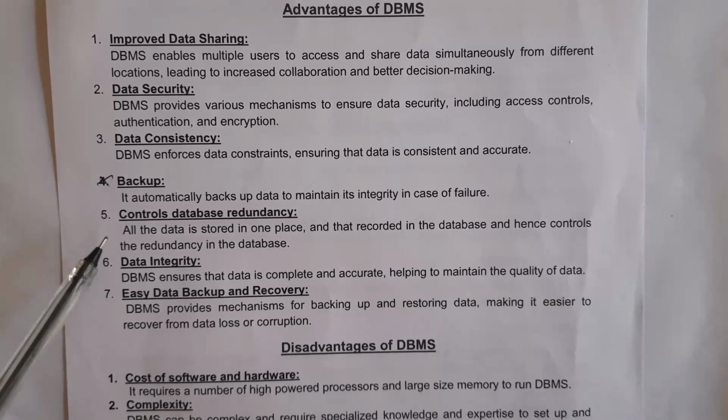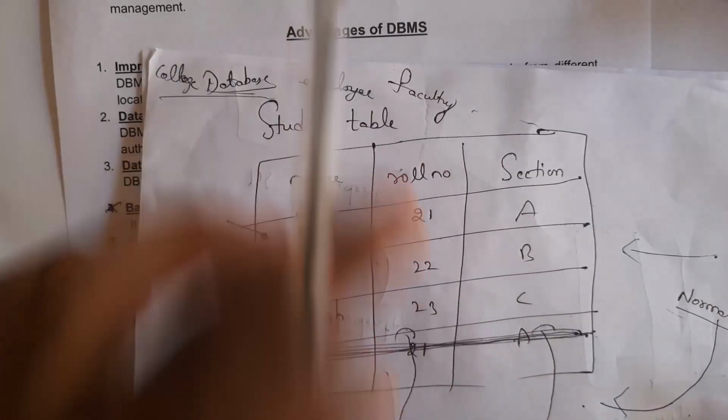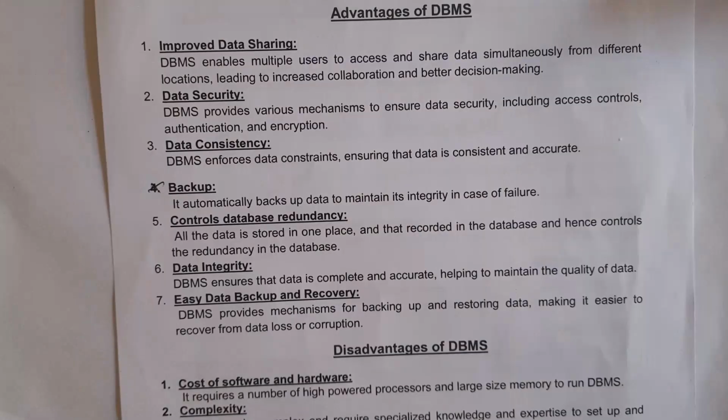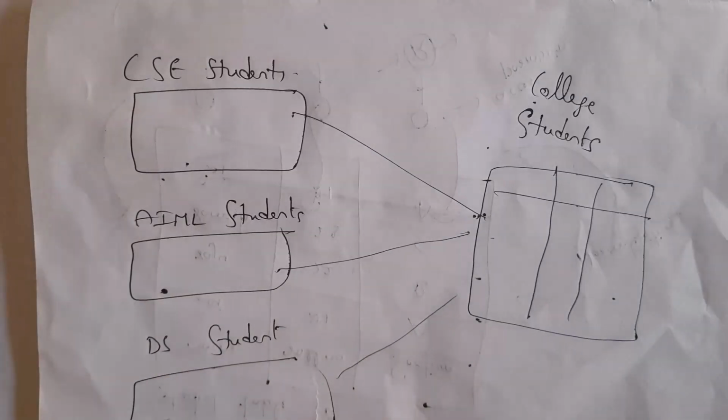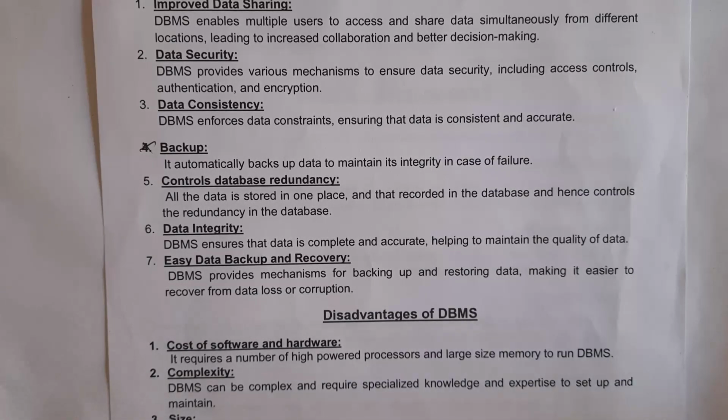And fifth advantage is controls data redundancy. Redundancy is nothing but duplication. Database will not allow duplicate values. All the data is stored in one place, so it is easy to identify duplicate values. Sixth advantage is data integrity. It is easy to integrate data by using DBMS. And seventh advantage is easy backup and recovery. I already said before, DBMS performs automatic backup. So even if any failure occurs, we can easily recover data.